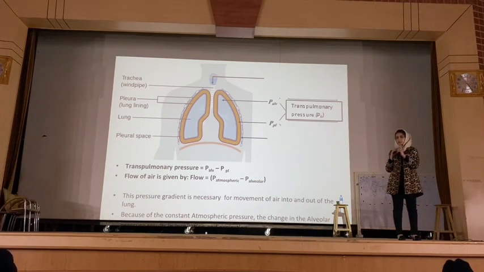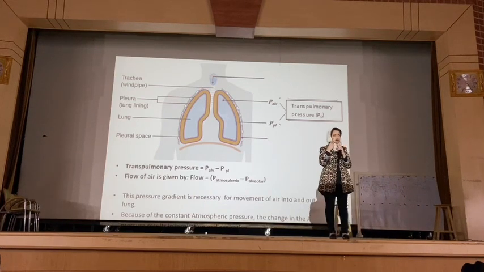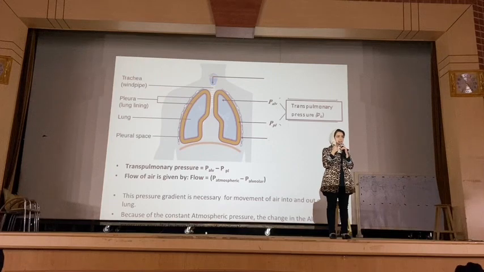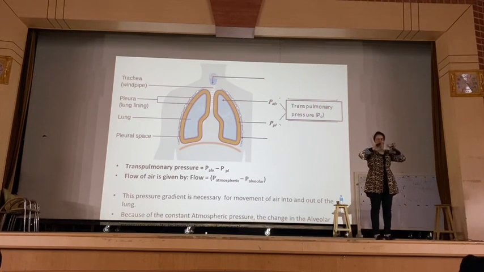The ribs, the external intercostal muscles contract. What will increase? Which volume? Or in which direction? Anterior-posterior diameter will increase. The anterior-posterior diameter of the chest will increase.